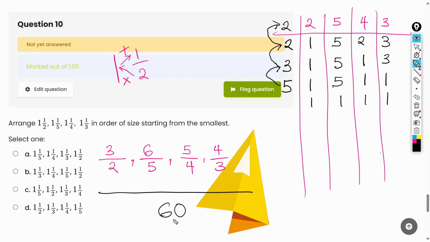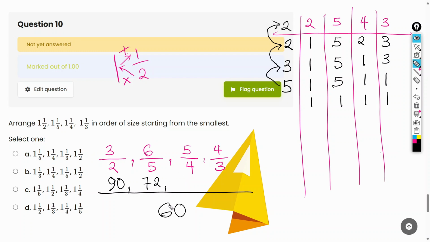LCM is 60. Now that we have found our LCM, the next thing to do is to divide our denominators into it and then multiply the answer with our numerator. So 2 into 60, 2 into 6 is 3. We include the 0, that's 30. 30 times 3 is 90. 5 into 60 is 12. 12 times 6 is 72.